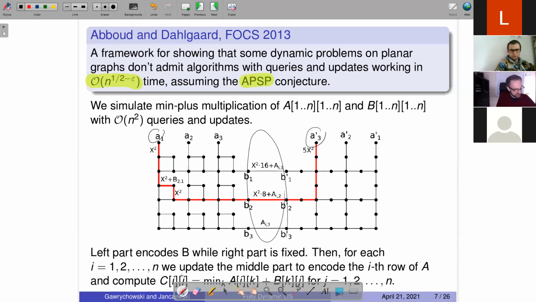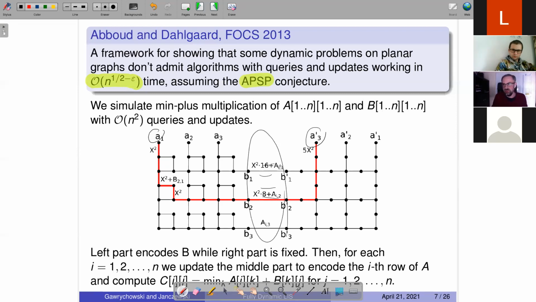So they will find K. K is an index in this middle part, such that A_iK plus B_Kj is smallest. Okay, so then it means that the number of updates that you do to your matrix is n squared, because you have to encode B, and then you process rows of A one by one, and you encode each of them. And then each entry of C, the output matrix, is one query. So you do n squared queries and updates.